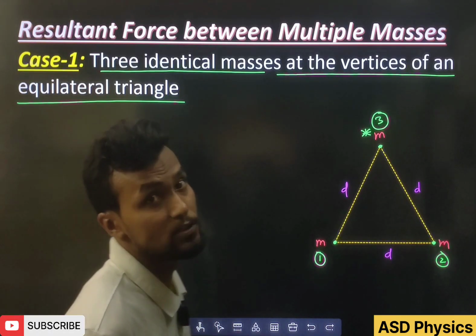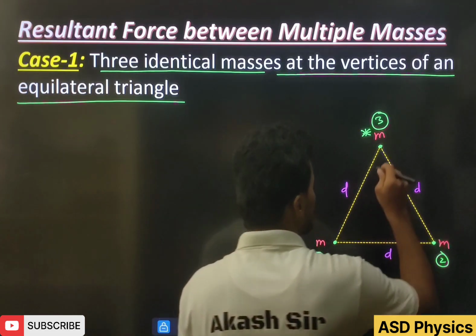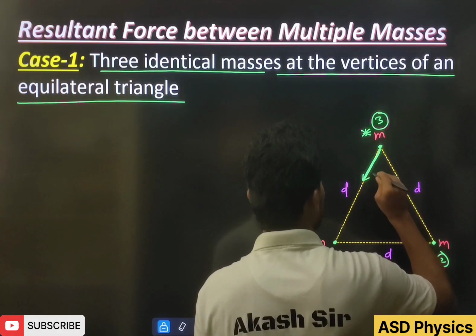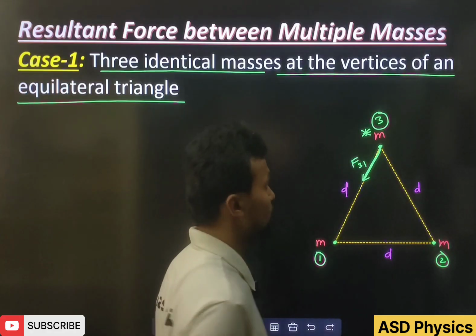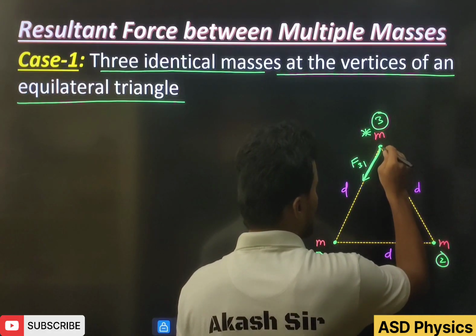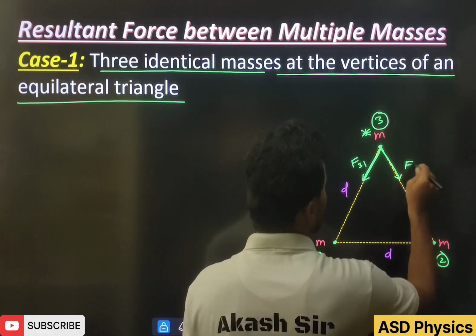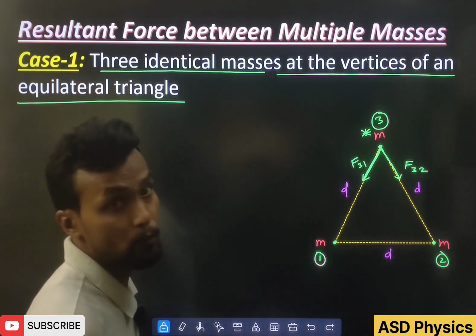In this situation, just see and tell me, how many forces will this mass m experience? Two forces, is it? Due to this mass m, it will experience one force towards here. This I can write as F31. Similarly, due to this 2, again an attractive force, gravitational force is always attractive. So here I can write, just guess, F32, force on 3 due to 2.